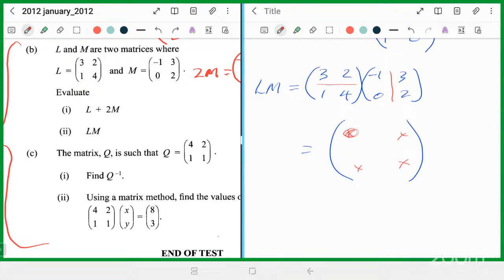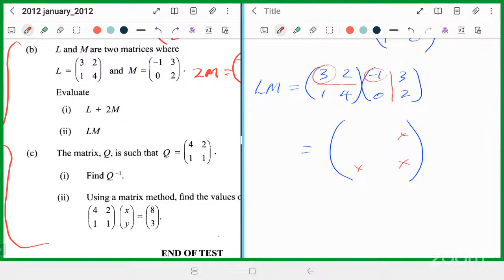So this first value, because it is positioned in the first row and the first column, means that we have to use this first row and this first column to get it. And we multiply a row by a column by multiplying the first element in the row by the first element in the column, and the second element in the row by the second element in the column, and you add those results. So it's first element times first element, second element times second element.